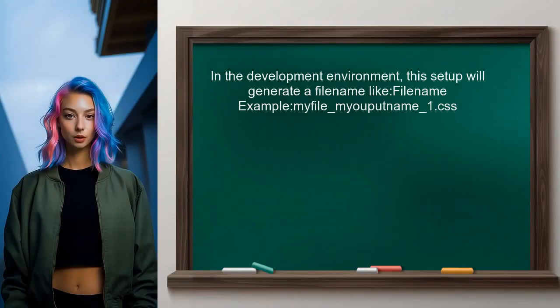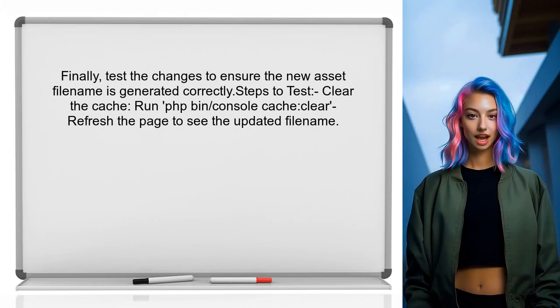In the development environment, this setup will generate a file name that follows the pattern of the original asset name combined with the custom name. For example, it will look like myfile myputname1.css. Finally, the user should test the changes by clearing the cache and refreshing the page. This ensures that the new asset file name is generated correctly.